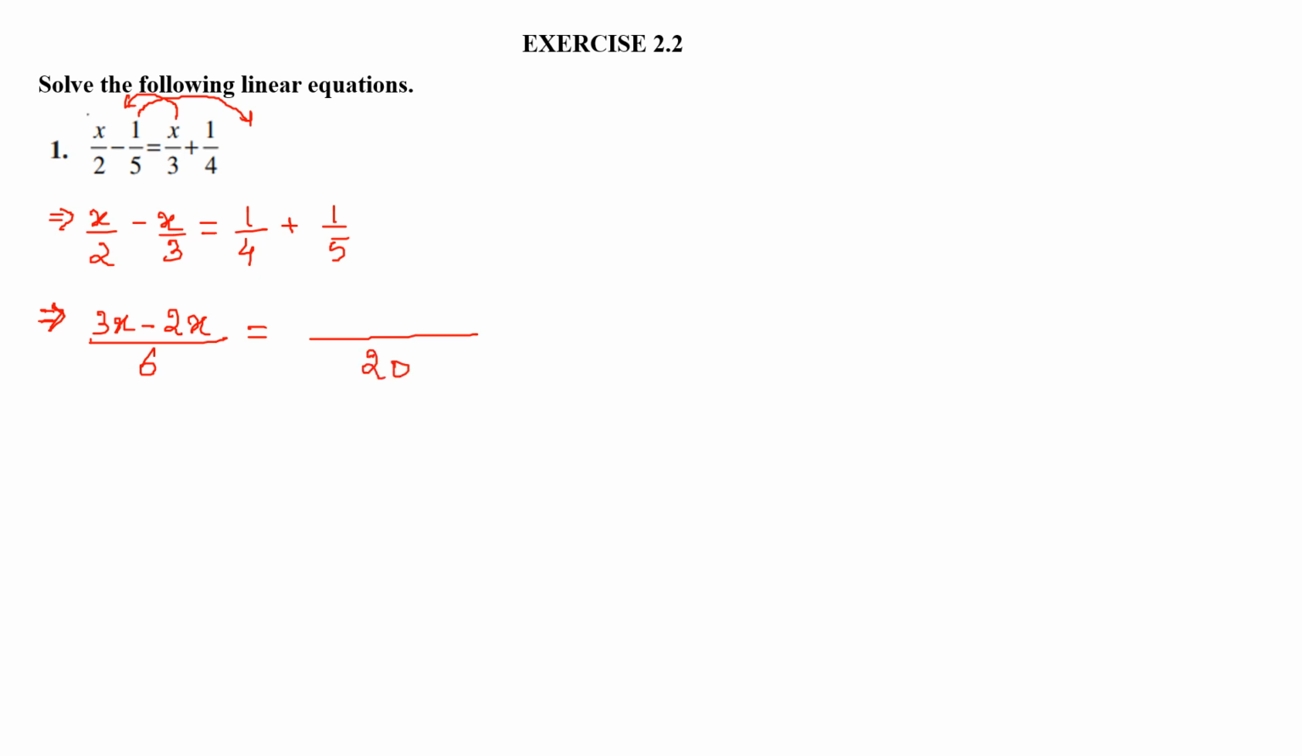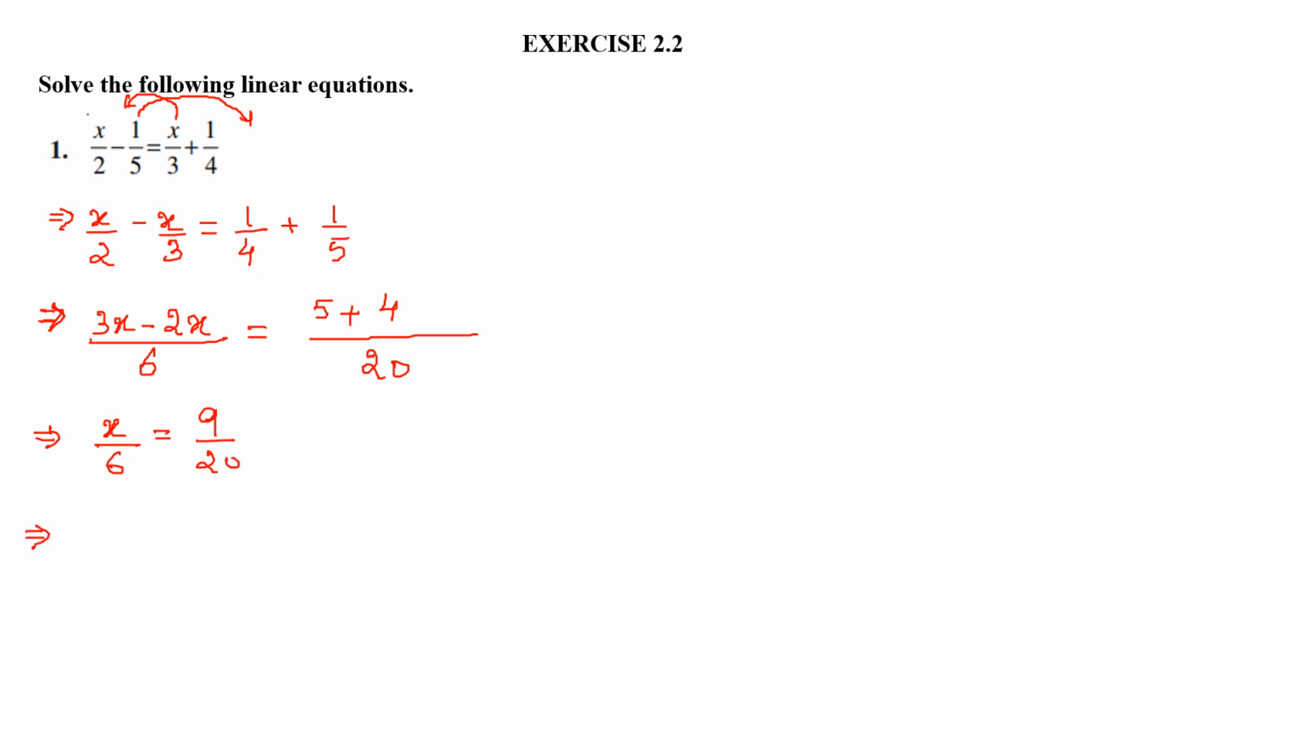So now in 4, how much I will have to multiply to make it 20? So 4 times 5 will give me 20. So if I have to multiply 5 in the denominator, I have to multiply 5 in the numerator also, isn't it? So 1 into 5 will be 5. And in the second fraction, if you see, denominator is 5. Now in 5, how much I will multiply to get 20? So it is 4. So in 1 also I have to multiply by 4. So 1 into 4 is 4. Next. 3x minus 2x will give me x by 6 equal to 5 plus 4 is 9 by 20.